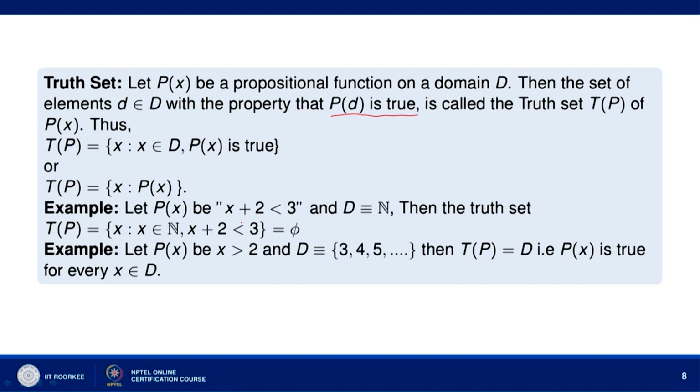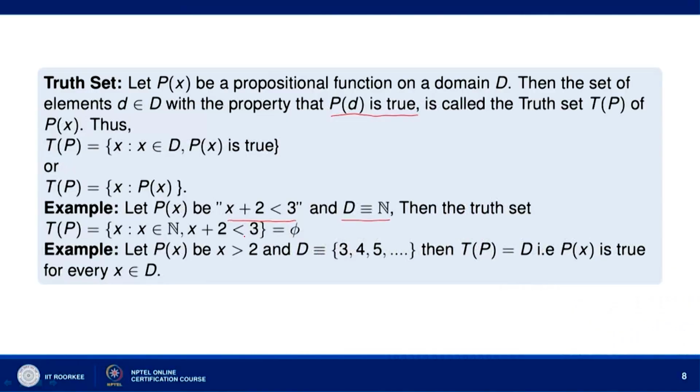Now, example, let P(x) be x plus 2 less than 3, and D is the set of all natural numbers. Then T_P will be equal to the set of all x belonging to N, x plus 2 less than 3. Now, you can see if x takes the value 1, then 1 plus 2 less than 3 is not true. Similarly, when x takes values more than 1, that is 2, 3, 4 and so on, x plus 2 is not less than 3, therefore, T_P is equal to the empty set, because x plus 2 less than 3 is not true for any x belonging to N.